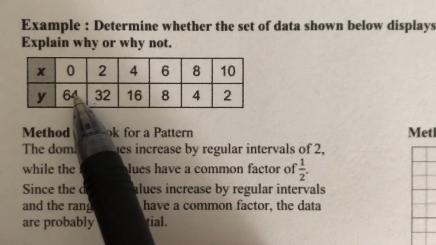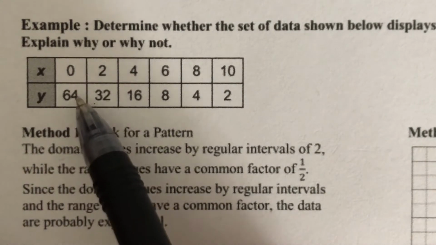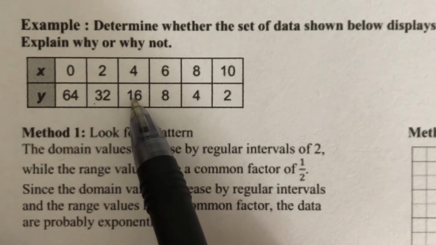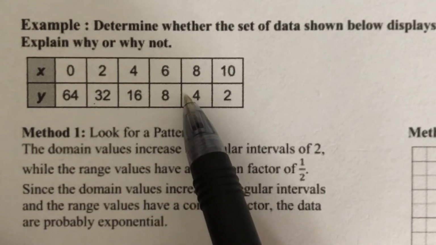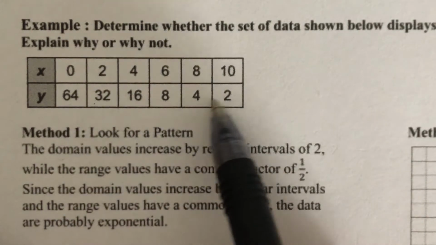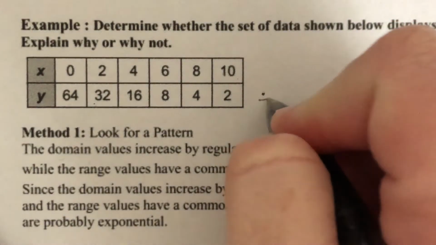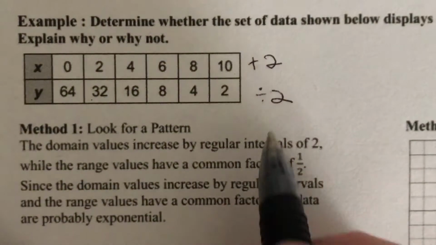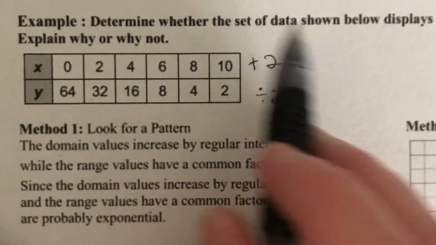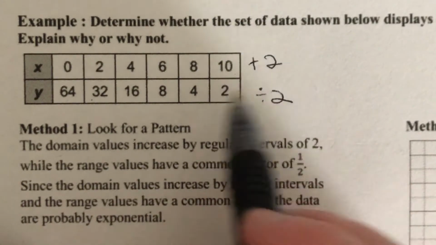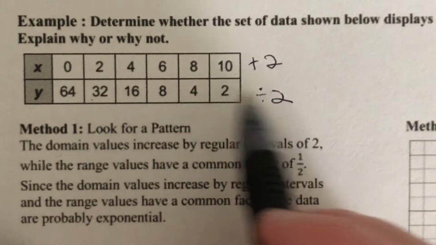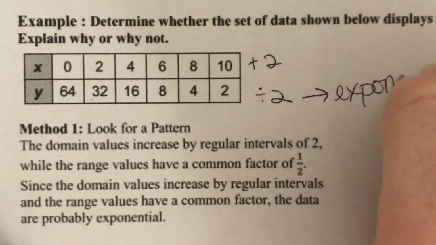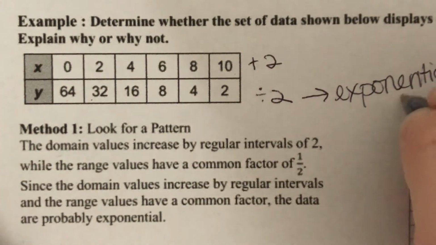So here you could say we're multiplying by 1/2, or just say we're dividing by 2. 32 divided by 2 is 16. 16 divided by 2 is 8. Divided by 2 is 4. Divided by 2 is 2. We're dividing by the same thing over and over. So here we're dividing by 2. Up here we added 2. So x's are always going to be adding or subtracting, but the y's is what we want to pay attention to. So since we're dividing here, this is exponential. This is data from an exponential function.